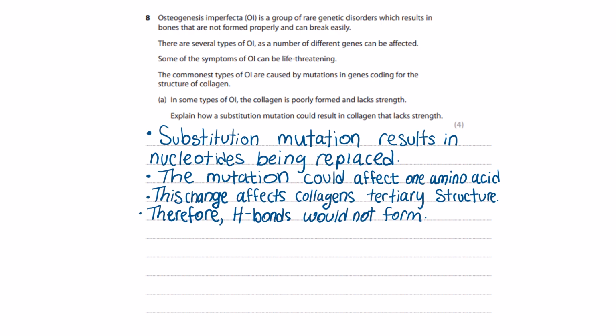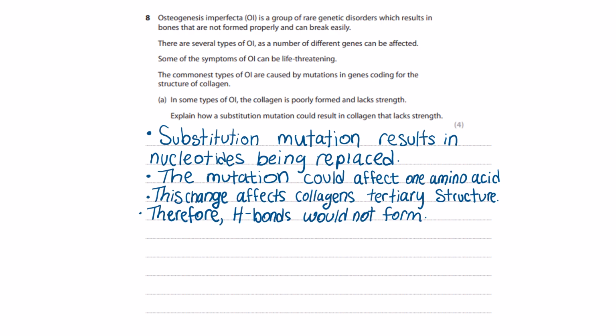The commonest types of OI are caused by mutations in genes coding for the structure of collagen. In some types of OI, the collagen is poorly formed and lacks strength. Explain how a substitution mutation could result in collagen that lacks strength. Okay, so explain what a substitution mutation is first.